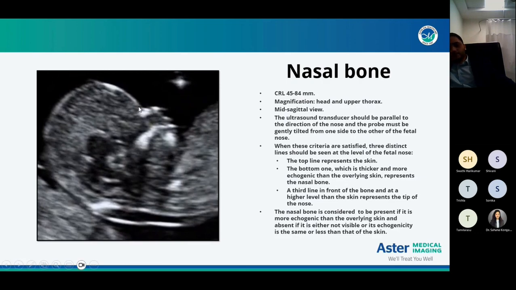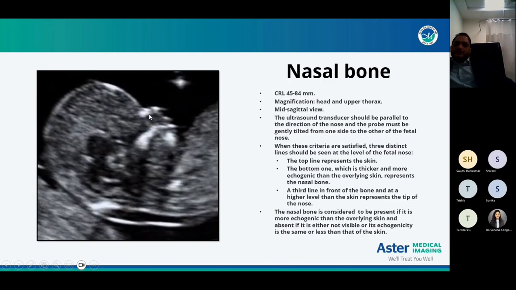So you can see here there is this hyperechoic line here, and there is this hyperechoic line here. So which one is the nasal bone? None of these. The nasal bone is this third hyperechoic line below these two. So to identify the nasal bone, you should be able to see three hyperechoic lines. The upper hyperechoic line is the nasal skin. The second line is the tip of the nose. And the third one, which is below these two lines like an equal sign, this one is the nasal bone.